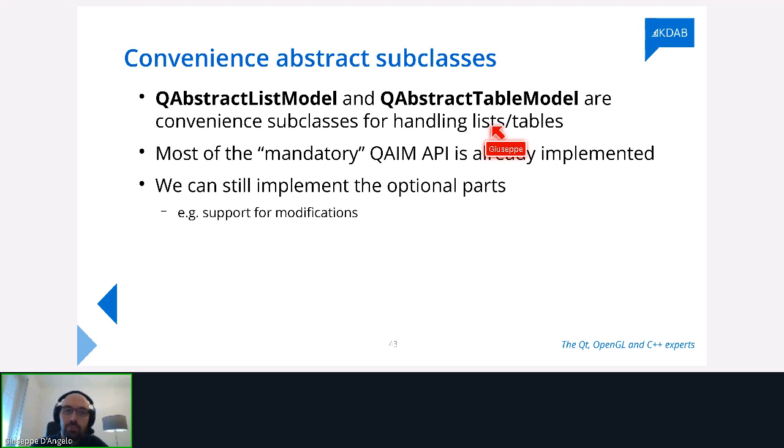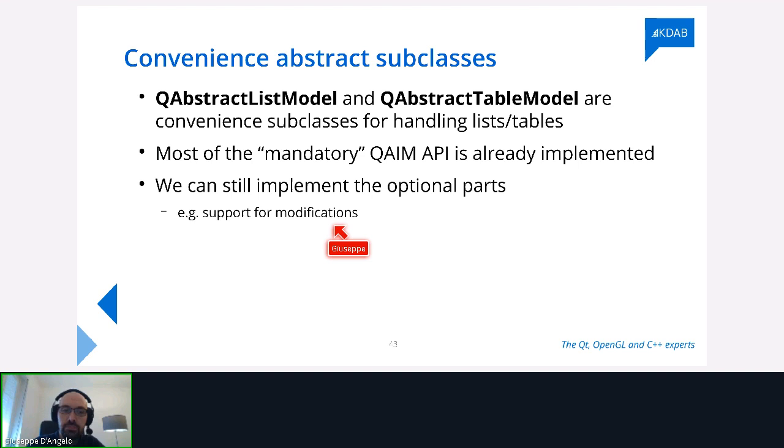And they already have some implementation of some methods for handling lists and handling tables. So most of the mandatory part is still implemented. There are just a couple of virtuals that we need to implement in these two. And of course, we can still implement all the optional parts, like support for modifications. If I need a modifiable list model, I'm going to subclass QAbstractListModel and implement just the remainder of the methods to handle notifications.